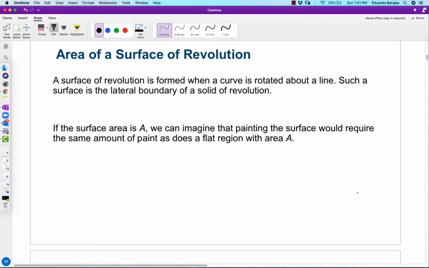So if the surface area is A, we can imagine that painting the surface would require the same amount of paint as a flat region with the same area A. Here's a quick example.